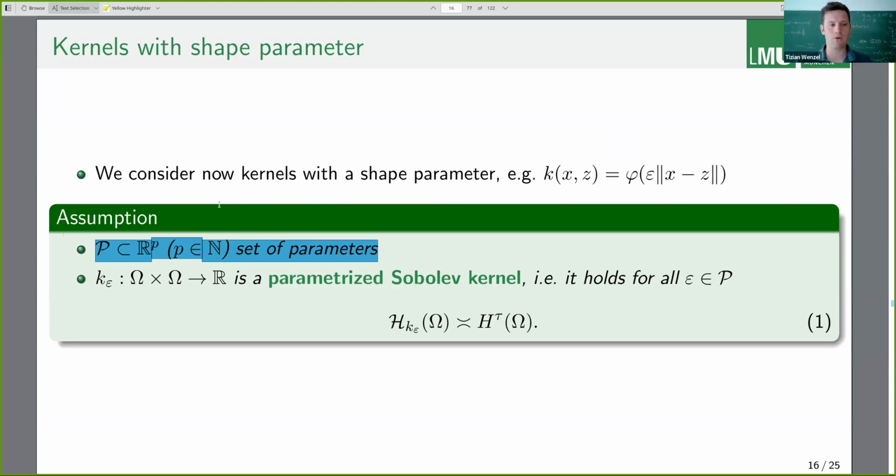The only assumption which we really need in the end is that for any choice of parameter here, we end up with a Sobolev kernel. And therefore, this is called a parametrized Sobolev kernel, because in the end, we still want to have our kernel giving a reproducing kernel Hilbert space, which is norm equivalent to our Sobolev space. Okay, and with this kind of assumption, we can now start to work.